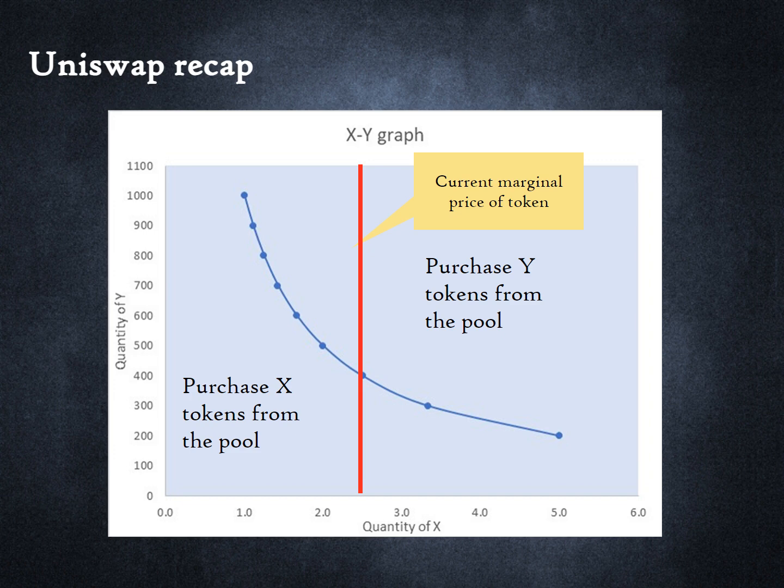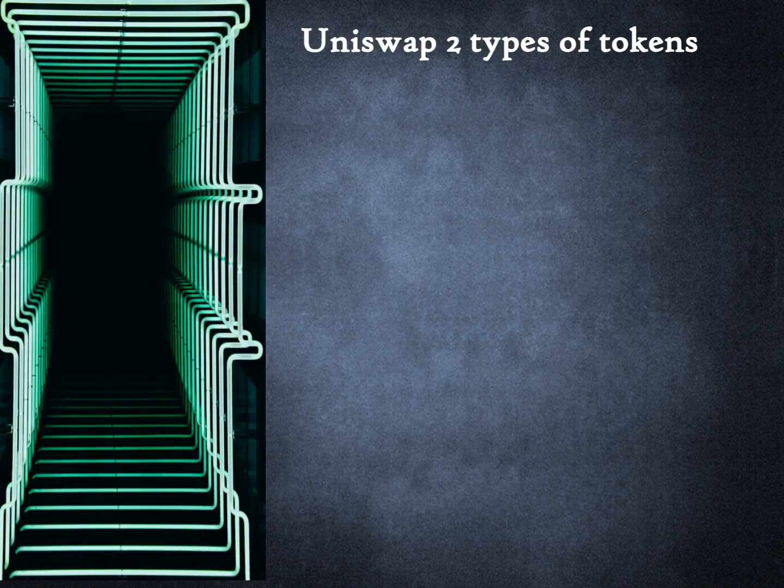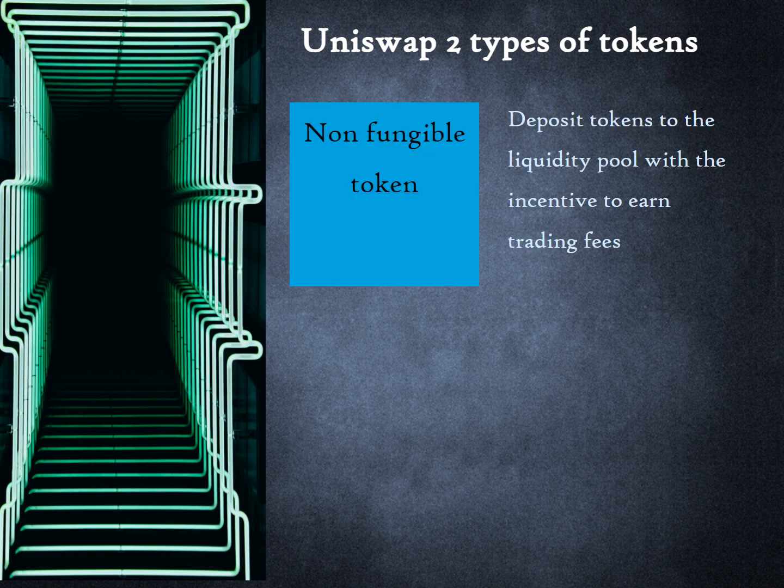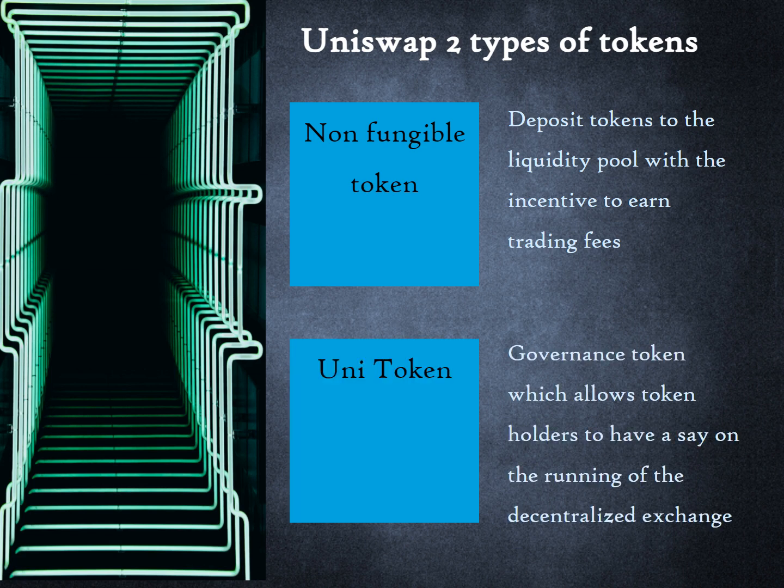One concept we have not covered so far is the distinction between two types of tokens issued by Uniswap. The first type of token is a non-fungible token which represents an entitlement to trading fees and is issued to liquidity providers. We have already covered this in detail. The second type of token, which we have not covered, is called Uni. Next, we will learn what Uni is.